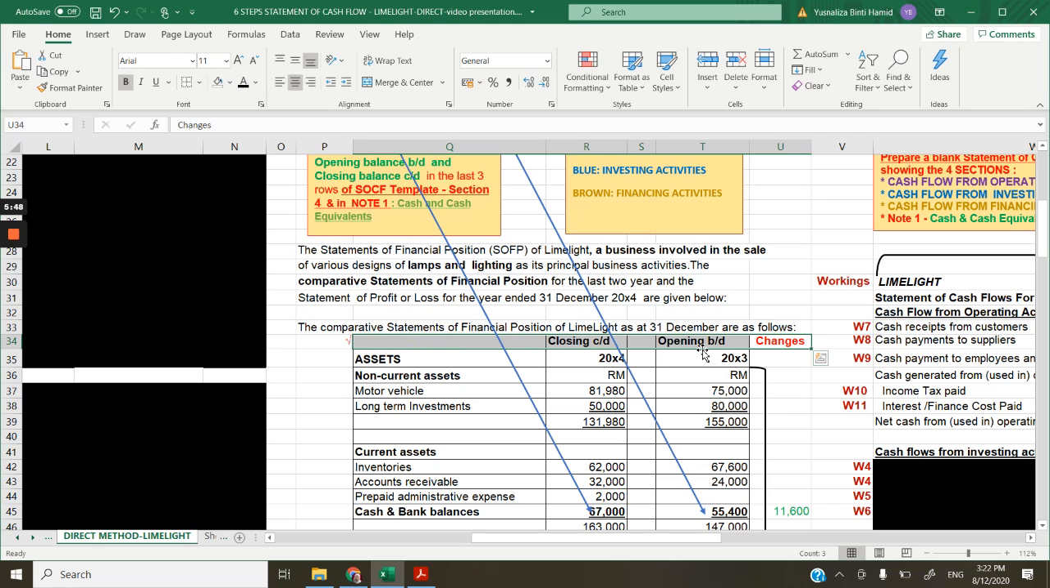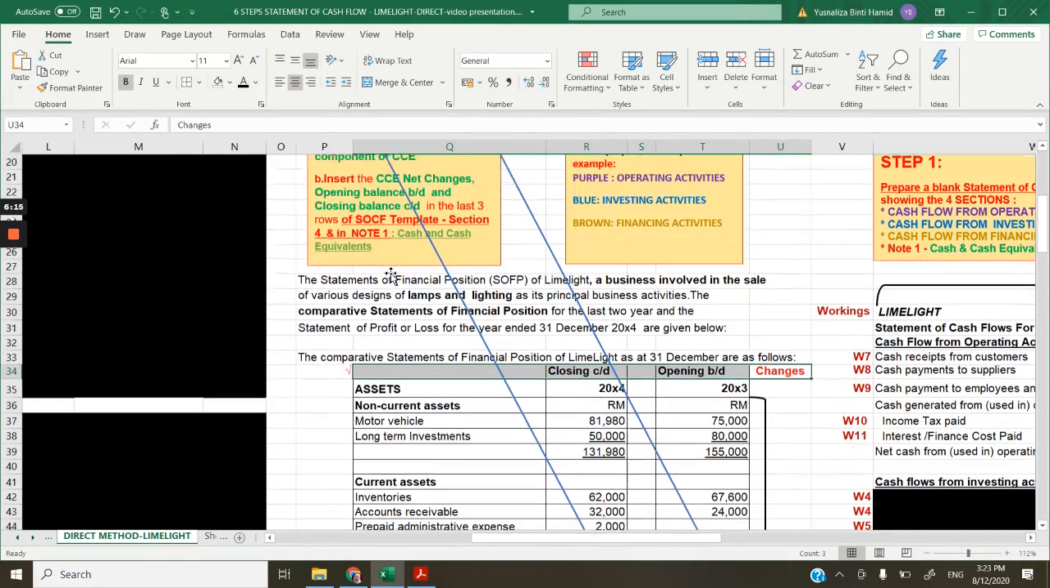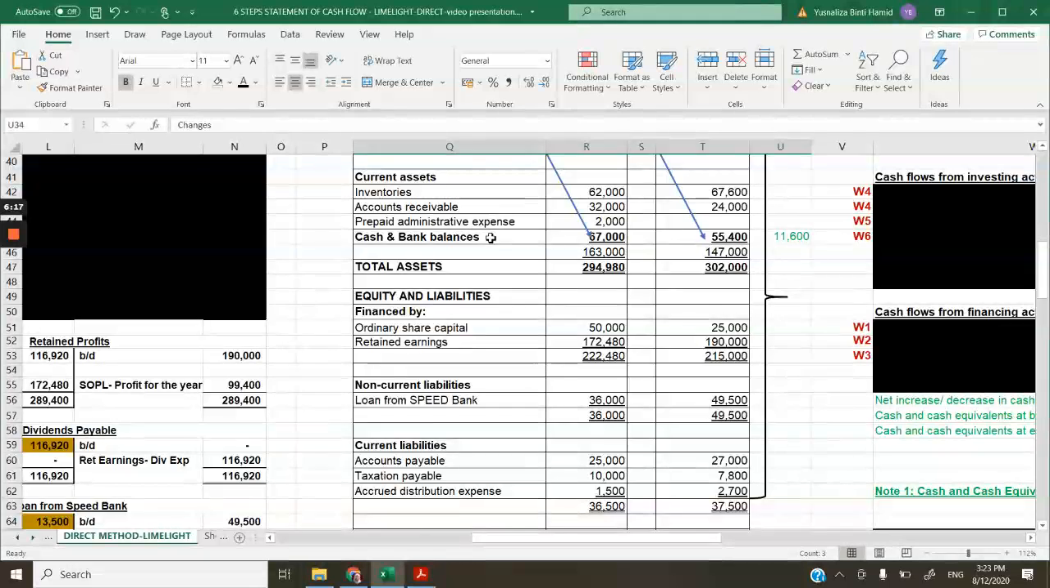Yeah, this opening column is your 2000x3 and the closing balances is in 2000x4. Sometimes you may have the opening balance on this side, the right side, like our case, but sometimes it may also be somewhere on the left side. So you have that. So now you need to go and determine what are the cash and cash equivalent.